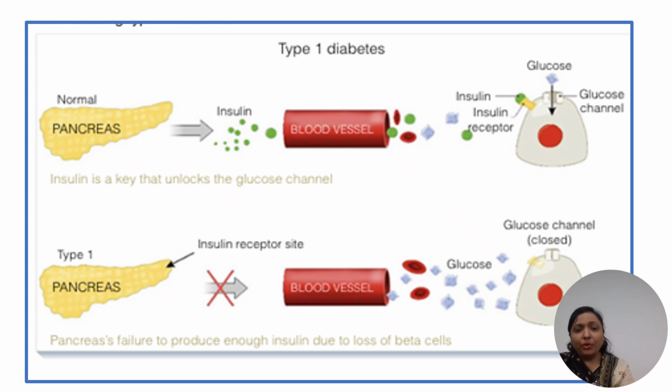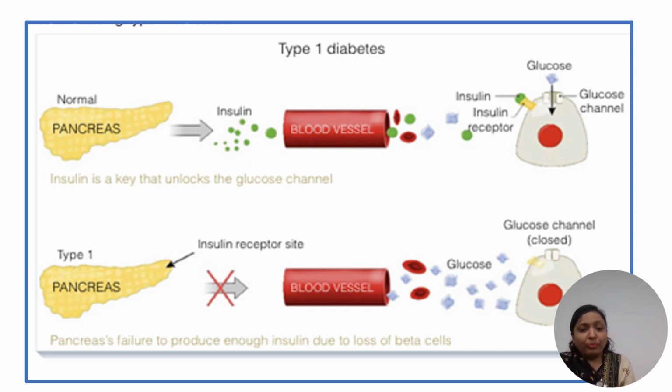So this is the pictorial representation of type 1 diabetes. The normal pancreas in a normal person who doesn't have type 1 diabetes produces enough amount of insulin according to the blood glucose level. This insulin goes to the blood vessels and then ultimately this insulin acts on the insulin receptors which are basically on the body cells to control the blood glucose level.